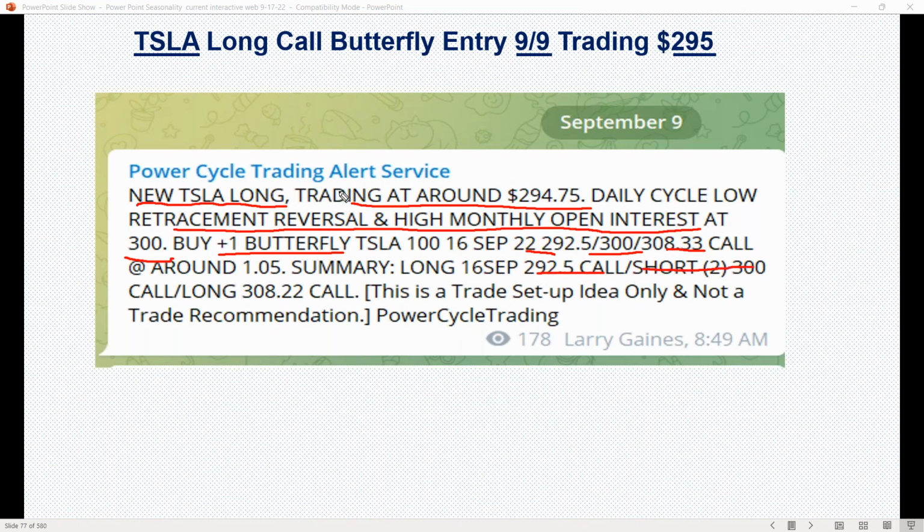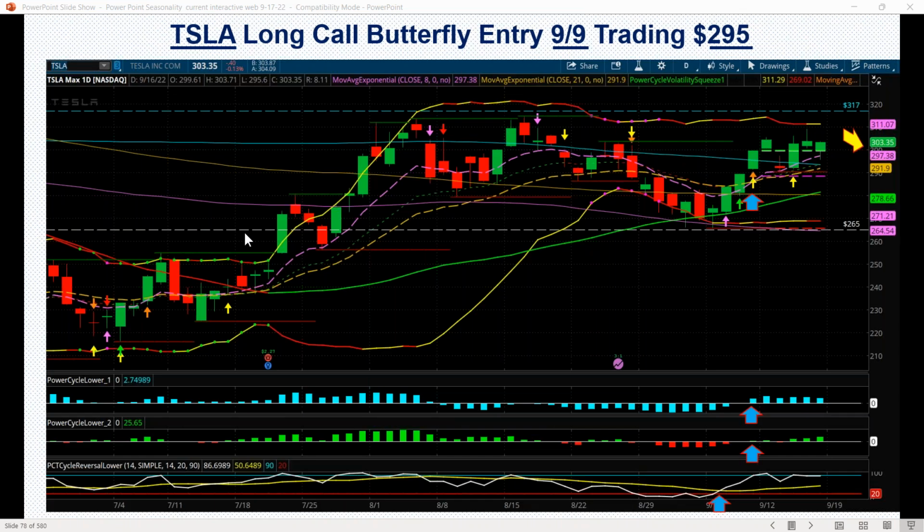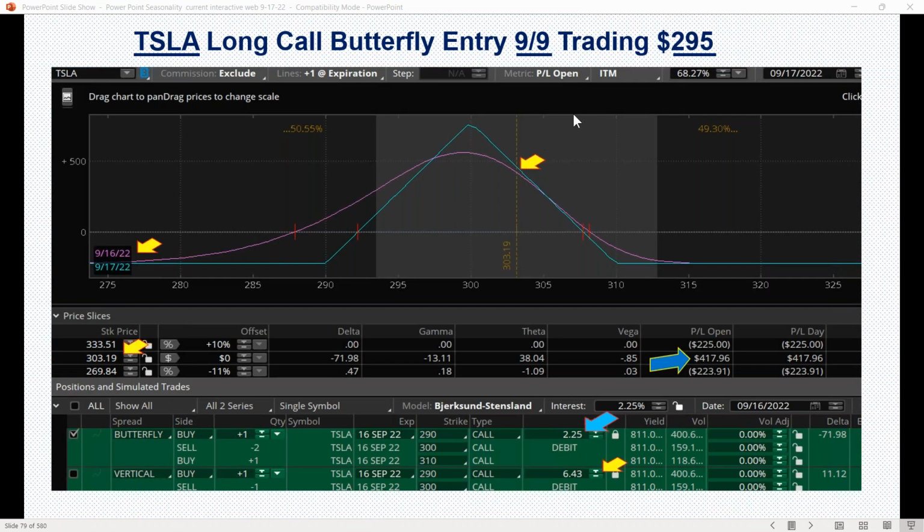We did this with a couple of different butterflies actually. The one I'm going to show you is the 290, 300. Here was the entry, a perfect entry right there on the 9th, when it was trading at about 295. We had two different ones. You could have done the 290, 300, 310, a $10 wide, set up at 225 into the trade, and then Friday going out on the close, it was up over 400 if you stayed in it. A lot of members stayed in this trade. We got in earlier because the market crashed, but then it came back and pinned it perfectly. So that was a Tesla butterfly.